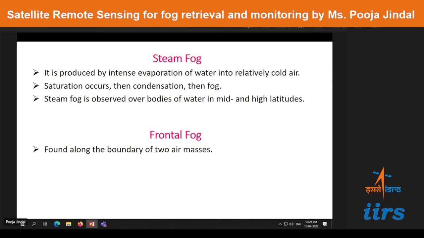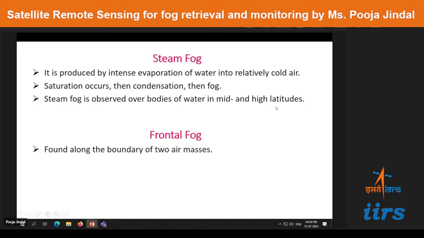Then coming to the steam fog. Steam fog is produced by intense evaporation of water into the relatively cold air, right? So water is evaporating into the cold air, and its temperature will reduce. The temperature may reach the dew point temperature, which leads to saturation and hence condensation, and fog formation may take place. Steam fog is observed over bodies of water in mid and high latitude regions mainly, because the coldness is more in the mid and high latitude regions.